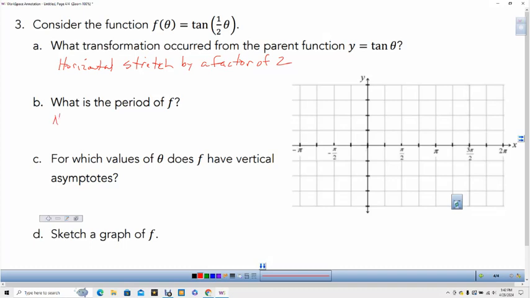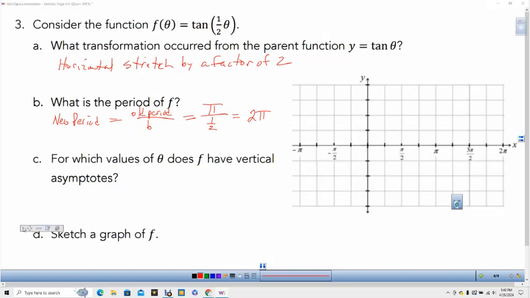So what is the period? The new period is equal to the old period divided by b. The old period for tangent, remember, is pi. Tangent and cotangent are the only ones that have periods of pi. All the others are 2 pi. Remember that. It's important. All right, and then we're going to divide by b, which is 1/2. So now pi divided by 1/2 is the same thing as multiplying by 2, so we're going to get 2 pi. So the new period for this thing is going to be 2 pi.